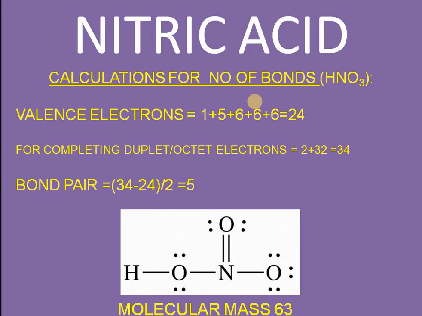To complete the duplet or octet, because hydrogen needs a duplet, so 2 electrons, and in the other case 4 into 8, 32. So a total of 34 electrons are required to complete the outermost shells. So 34 minus 24 divided by 2 gives us 5. So the bond pairs will be 5. As you see from this Lewis dot structure, you can find that the number of bonds is 5.